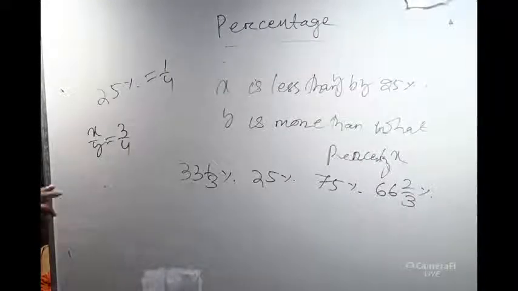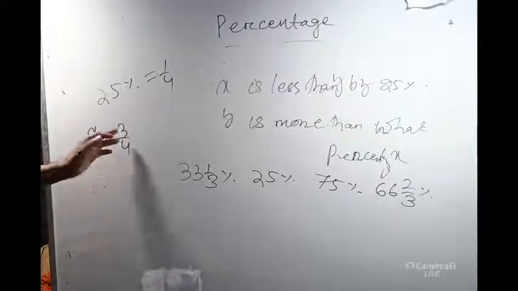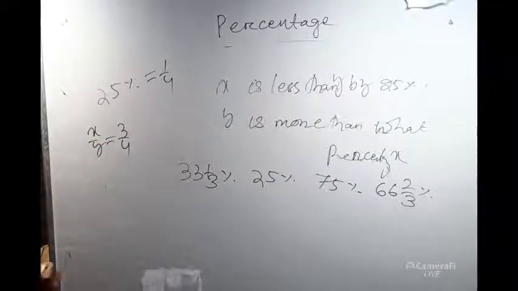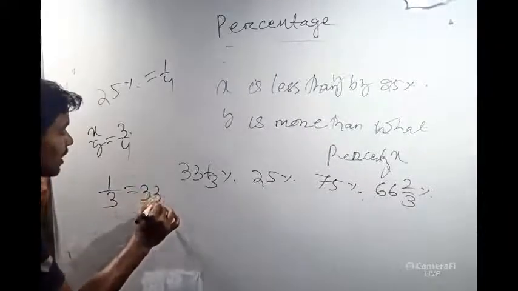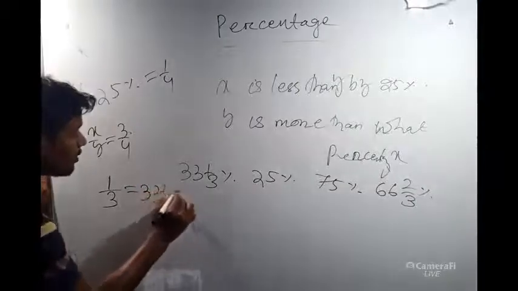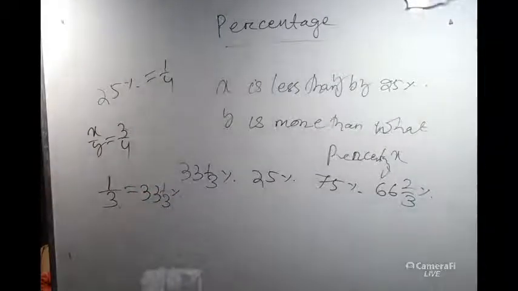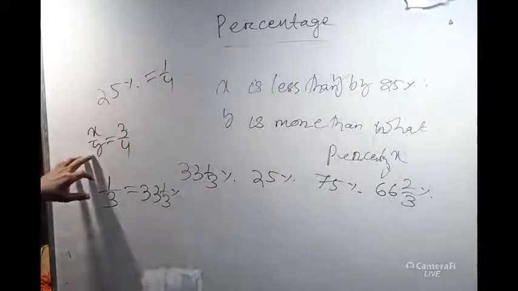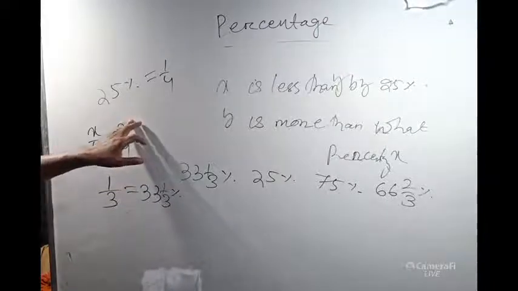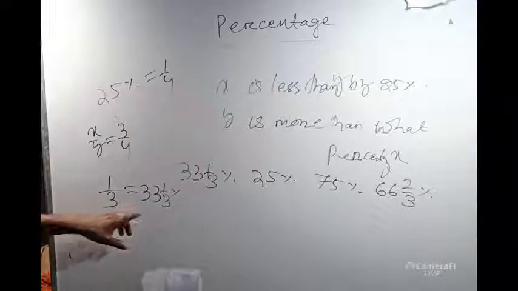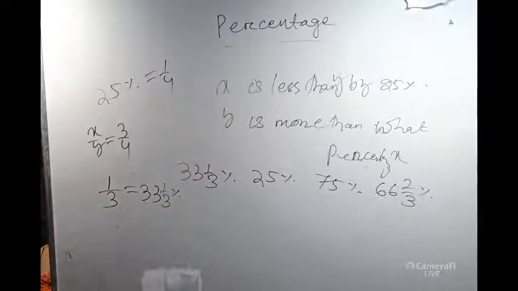Then Y is more than X by 1 unit. Okay, then this is the answer. 1 by 3 means 33 1 by 3%. Okay, Y is 1 more than X. Then 1 by 3 equal 33 1 by 3%.